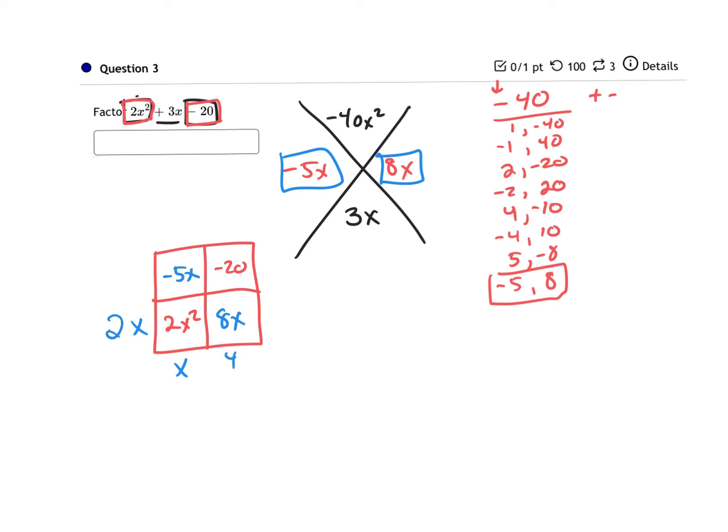So 2 times 4 gives me 8x. X times negative 5 gives me negative 5x. So my two factors are going to be 2x minus 5. Let me fix that. 2x minus 5 and x plus 4.